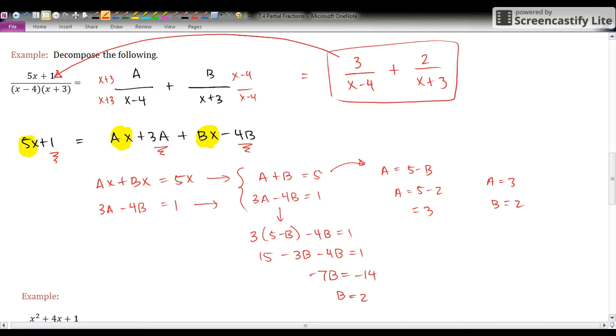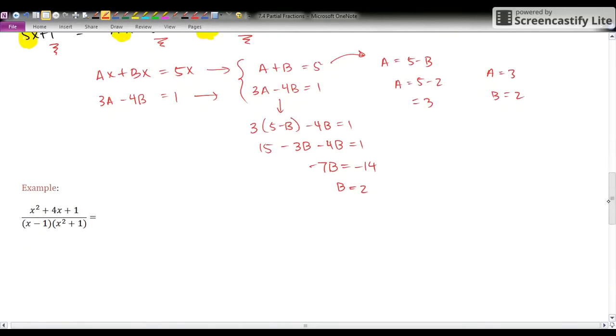Again, why? Because maybe it's simpler. Maybe we're doing something and we need all these little parts rather than that whole thing. So it makes our life a lot easier. And that's all we care about.